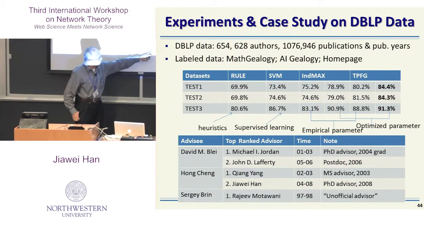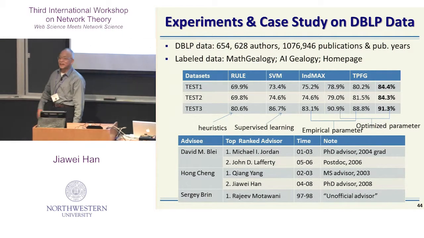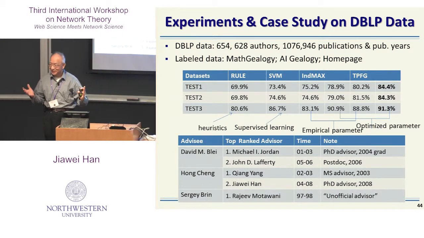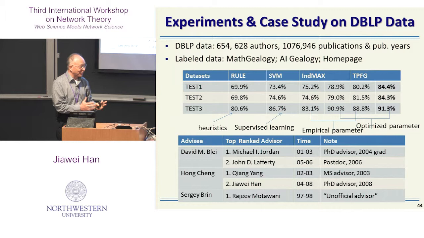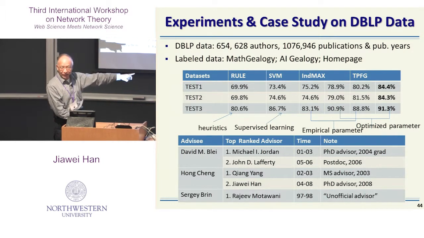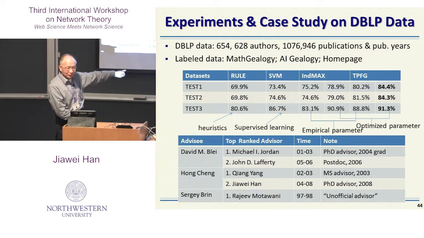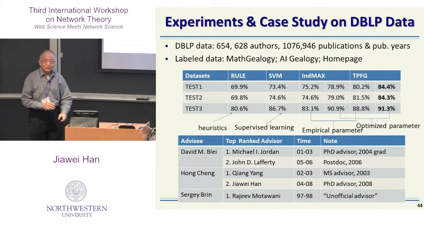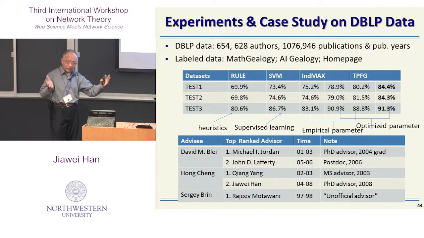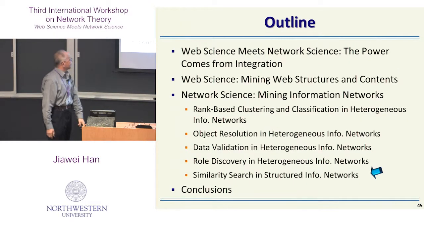Actually it's 97 to 98. Of course, after 98, he set up Google. He never really got a PhD defense. But at least it's an official advisor, which is true because he published many papers with Rajiv. So this shows you get all these networks. You can do a lot of very interesting things.